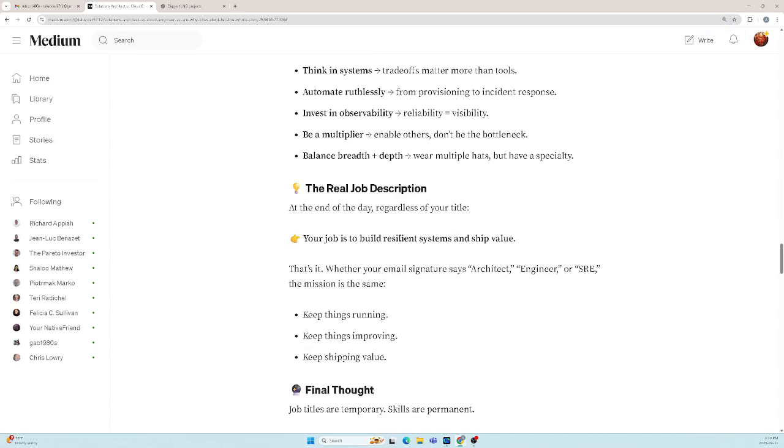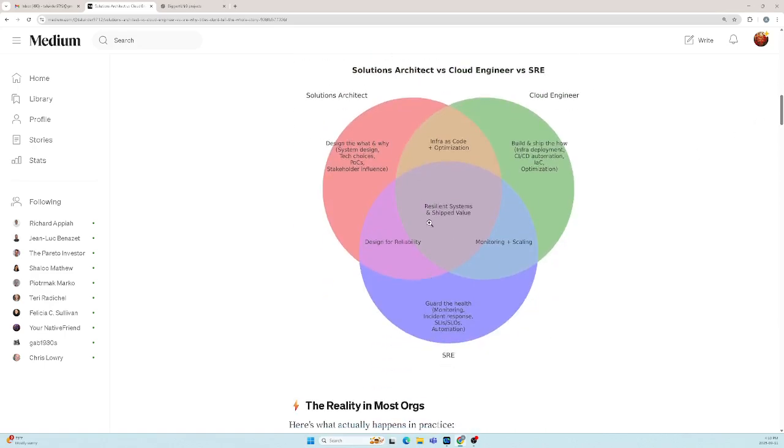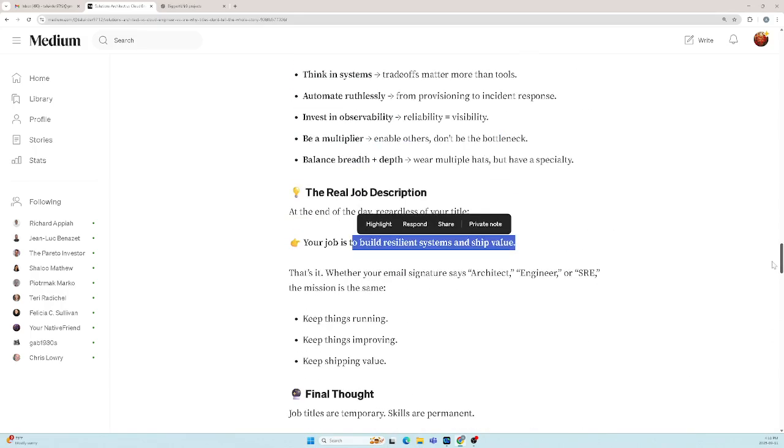So the real job description, at the end of the day, regardless of whatever title, your job is to build a resilient system and ship the value. Whether you are an SRE, a solution architect or a cloud engineer, your target is a resilient system and shipping value for the organization. This is the common goal.